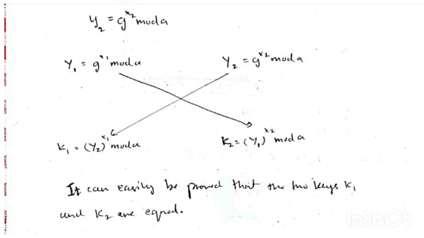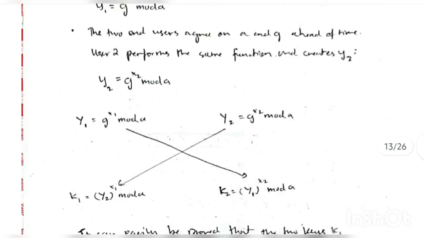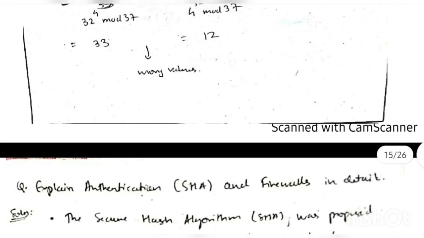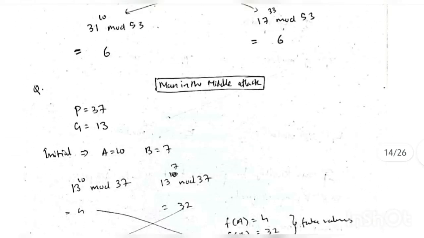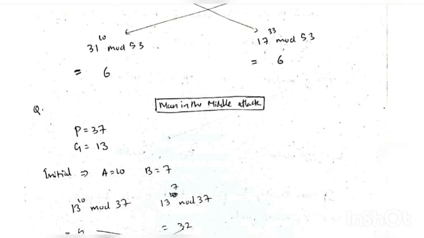Okay, so that's all you have to explain, and this is the example. So that's all about the Diffie-Hellman algorithm.